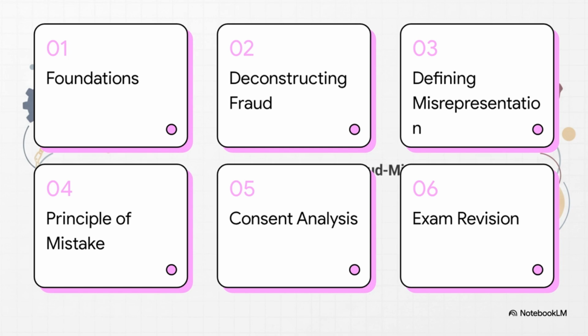We will begin with the foundations of vitiating factors. We will then proceed to deconstruct fraud under Section 17, followed by an analysis of misrepresentation under Section 18. Thereafter, we will explore the principle of mistake. We will then synthesize this knowledge into a consent analysis framework, concluding with a quick revision section for examination purposes.